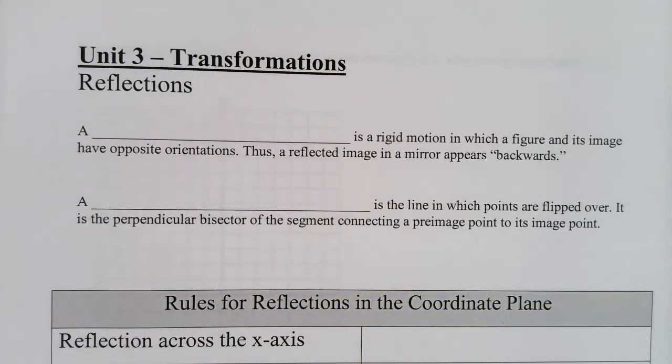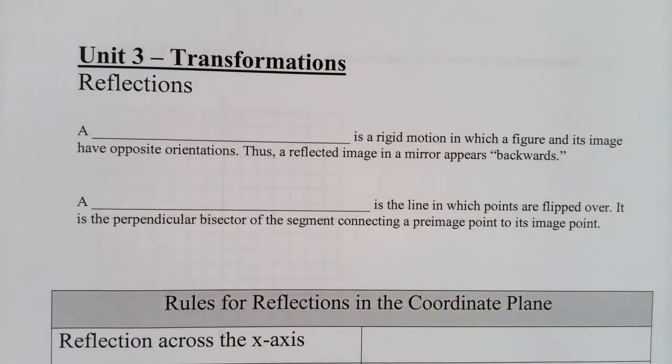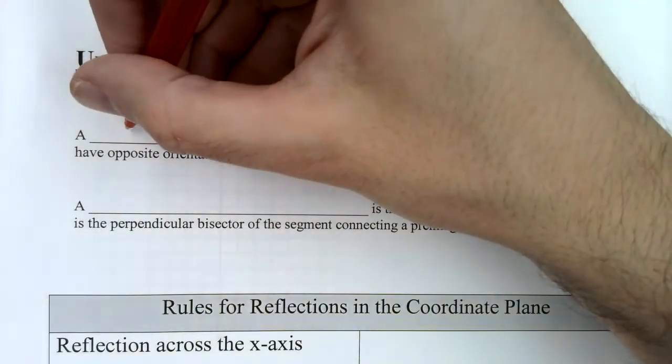Okay, this is Unit 3, Lesson 2, Reflections. Yesterday we did a lesson on translations. That was the first type of transformation. Now this is the second type we're going to do. It's reflections.